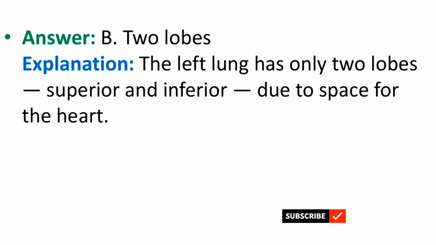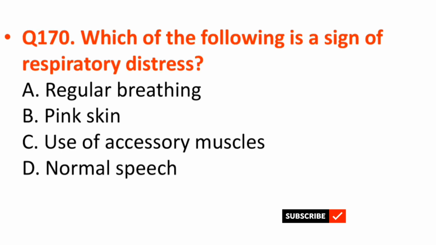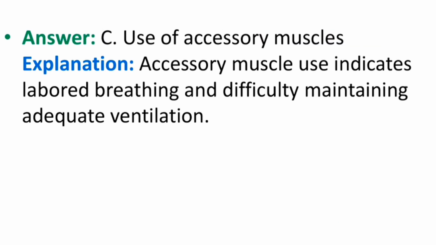The next question. Which of the following is a sign of respiratory distress? Option A regular breathing, option B pink skin, option C use of accessory muscles, option D normal pitch. The correct answer is option C, use of accessory muscles. Accessory muscle use indicates labored breathing and difficulty maintaining adequate ventilation.